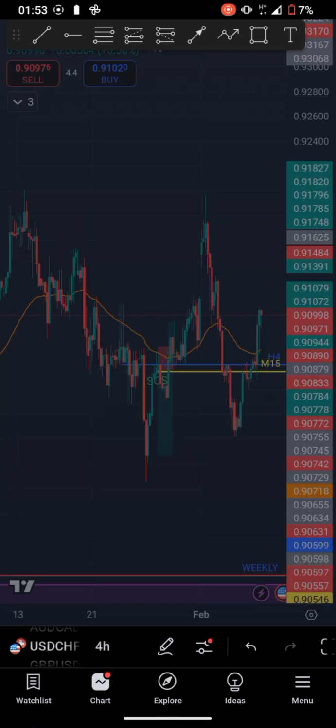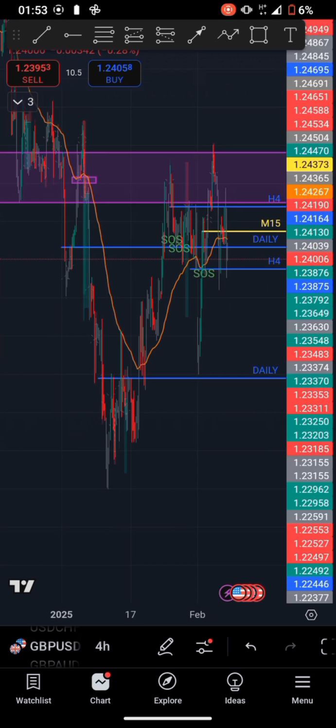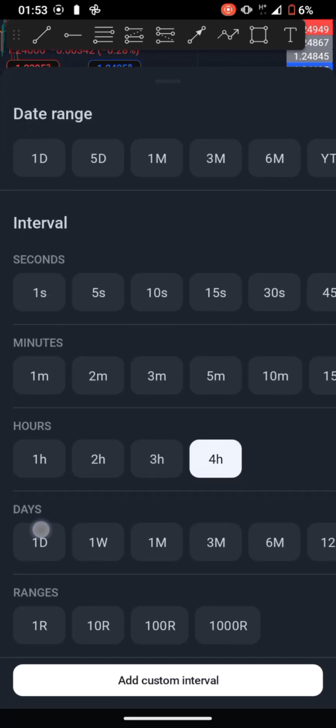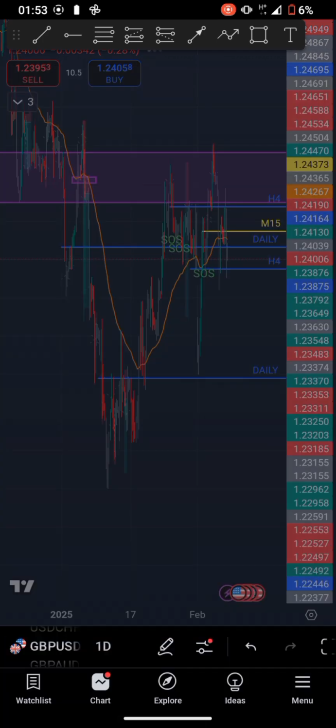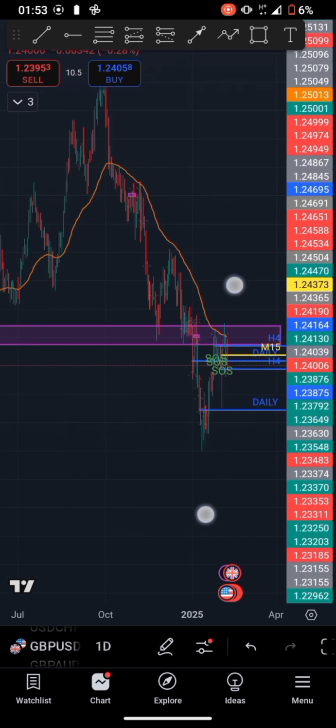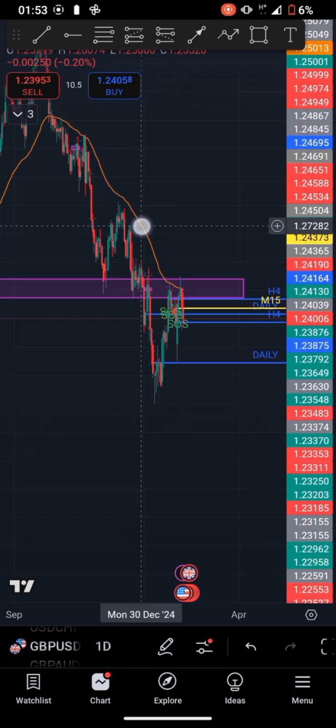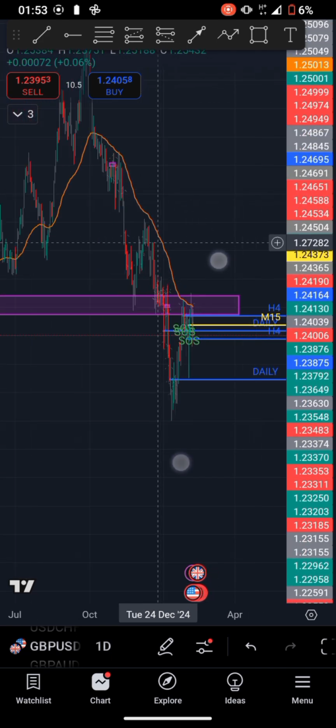So I waited for the next higher probability trade, which took about, I think, a week before I saw this trade again. So if we go to the daily time frame, we can see that price is clearly bearish. Even a baby can see that price is bearish. We are under the daily 50 EMA, and this is an area of interest.